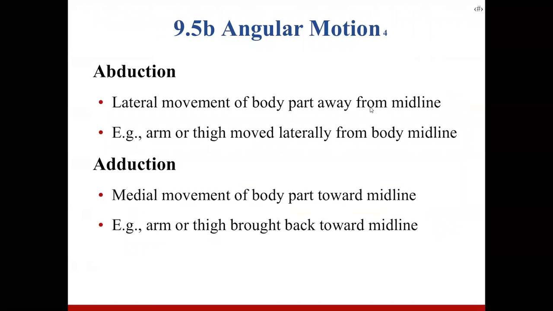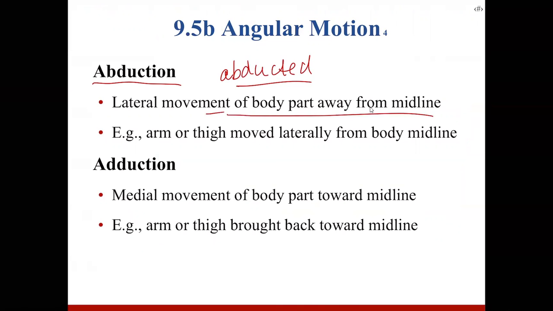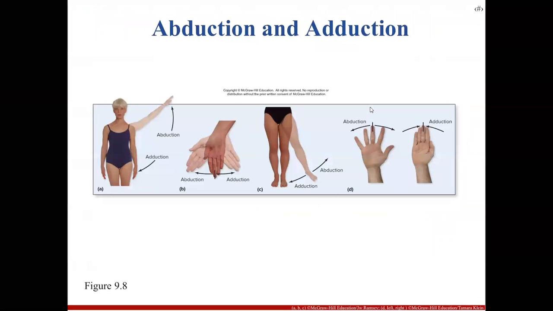Now, abduction is moving things away. If you're abducted, they take you away from your family. So abduction is moving things away from the midline, and adduction is moving things towards the midline. Here's a picture. She's abducting, so she's moving her arm up, and when she moves her arm back down, she's adducting. There are examples of this all over. There are four different examples of abduction and adduction.